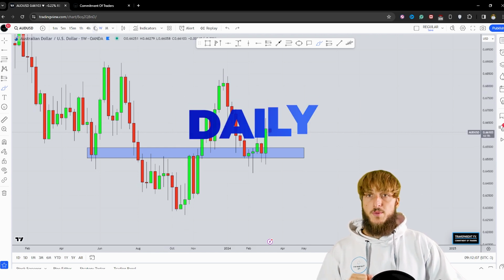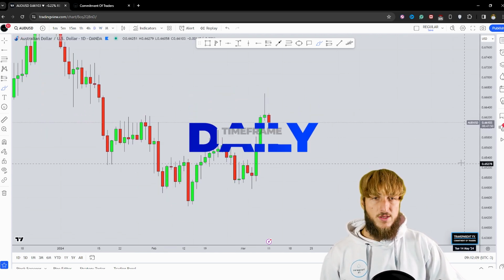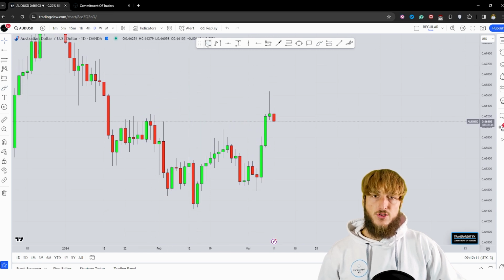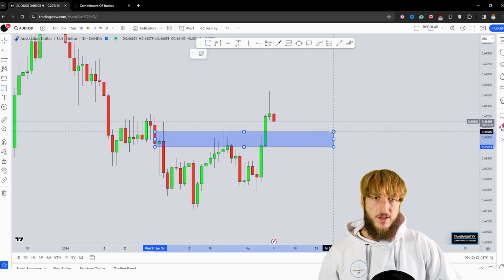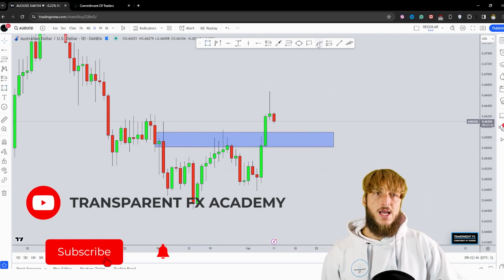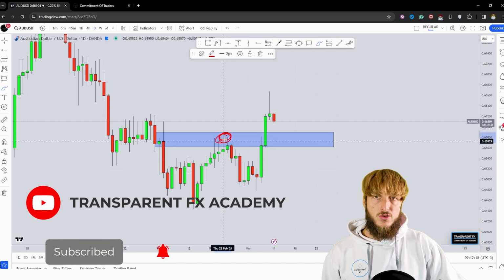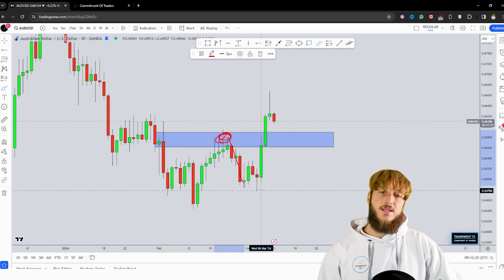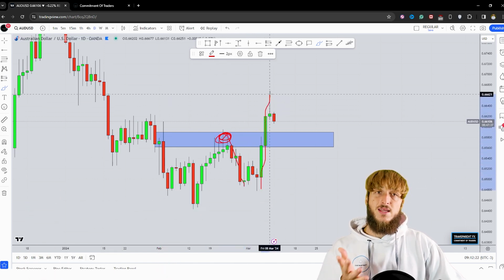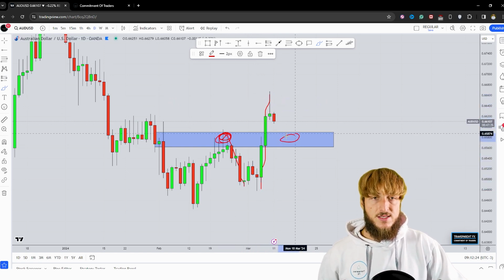Dropping down on the daily time frame, what do we see? Well, from a daily standpoint, the structure is incredibly simple to identify. Is all this area here that was acting as previous supply and resistance from a daily perspective. Now the market has broken it to the upside. Therefore, this previous resistance is turned support.